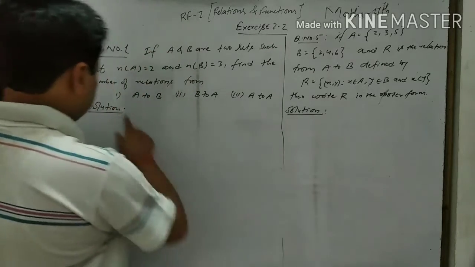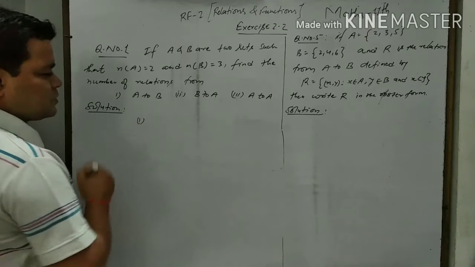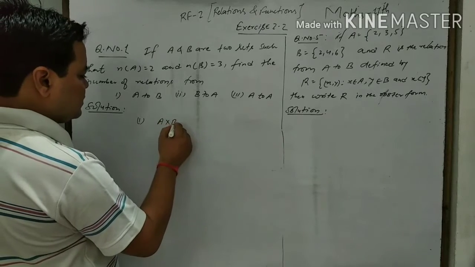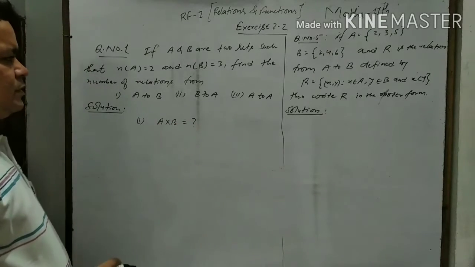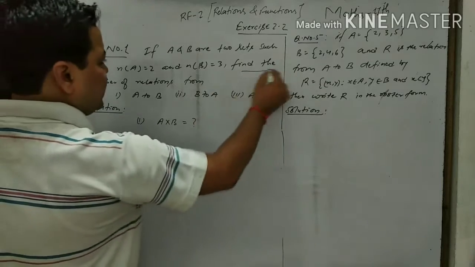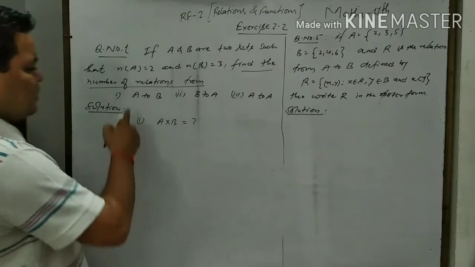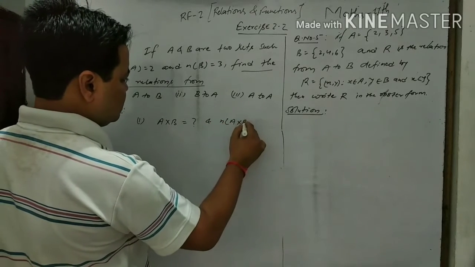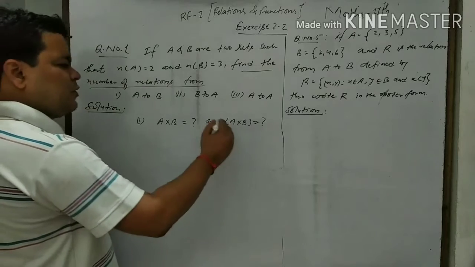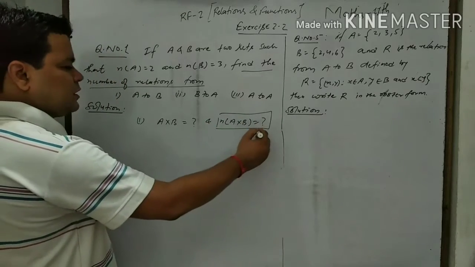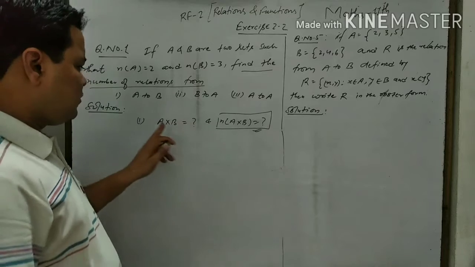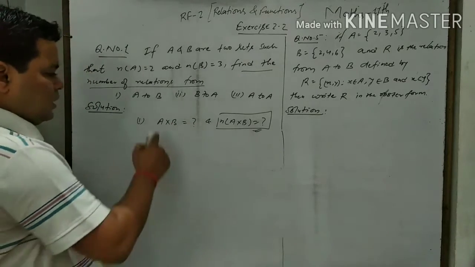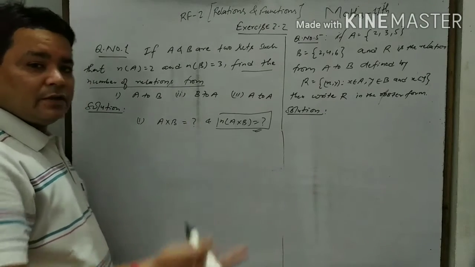Now the first one here: A to B means we have to find A cross B. The question is to find the number of relations from A to B, so finally we have to find this. Our question is about this thing. For getting this, we have to find A cross B first, in detail.